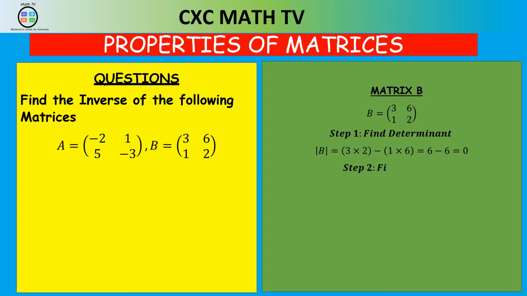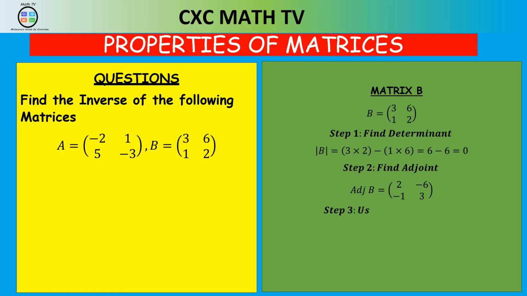Then we find the adjoint. The adjoint is 2, negative 6, negative 1, 3. Then let's use the inverse formula. So it's 1 over the determinant of B times the adjoint. But look at that. The determinant is 0. Oh my God, the determinant is 0. What is 1 over 0?